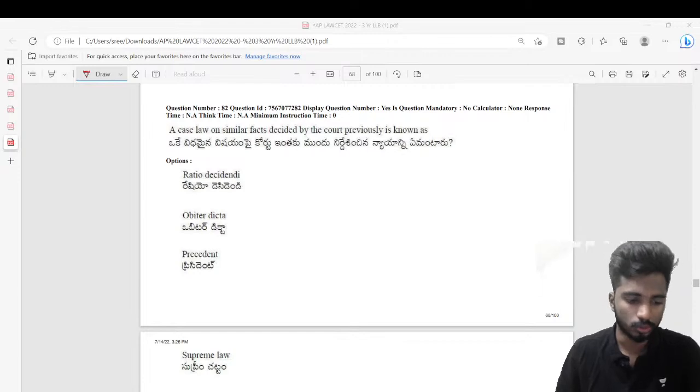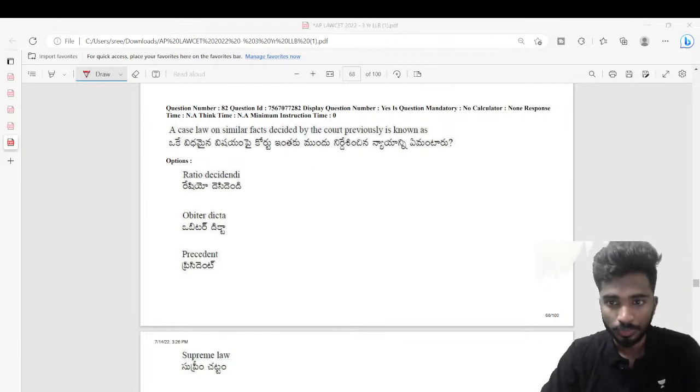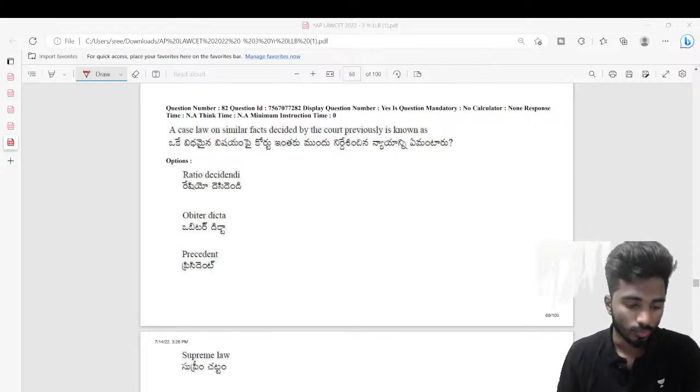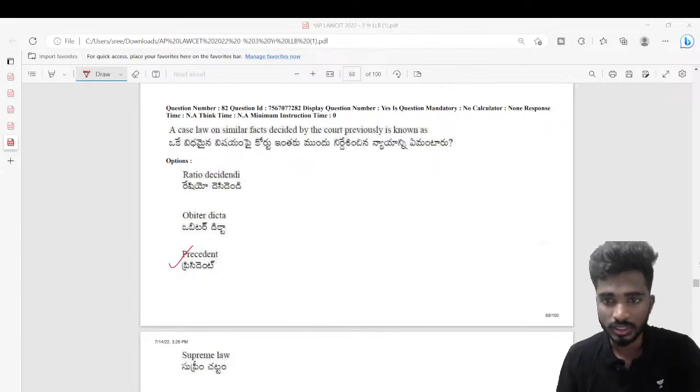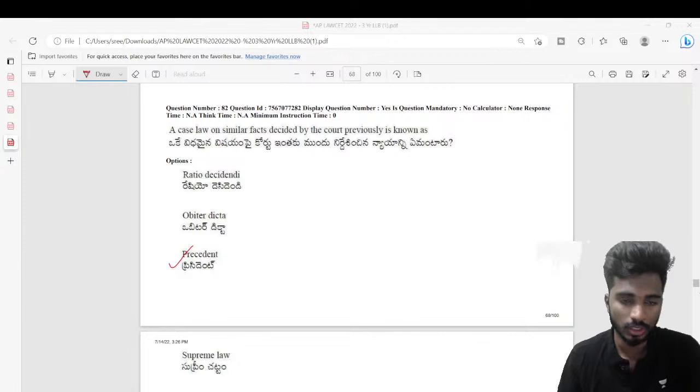I think we discussed this in the previous paper also. Very good, Vijaya, very good. So the answer is precedent. So precedent means a judgment that the court gave earlier in the same kind of case. So that is what we use as a precedent.